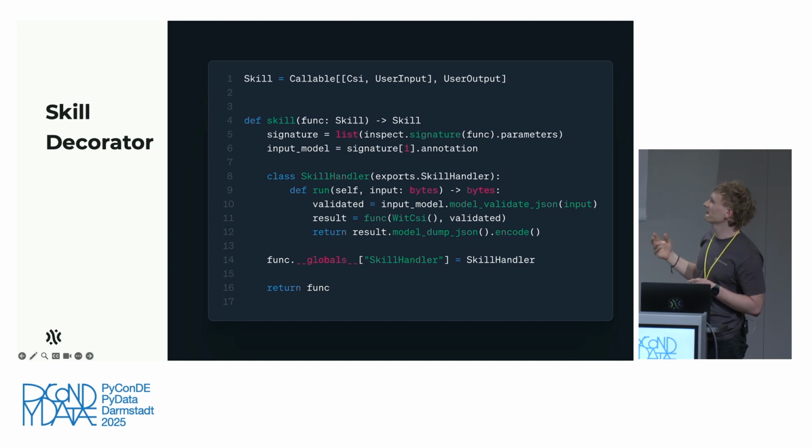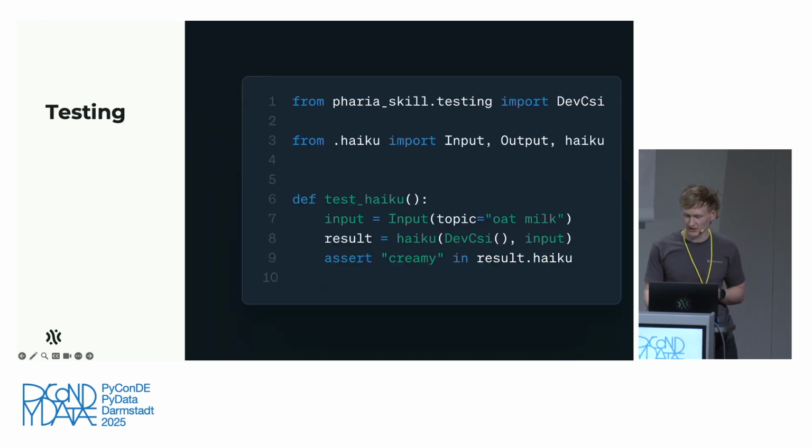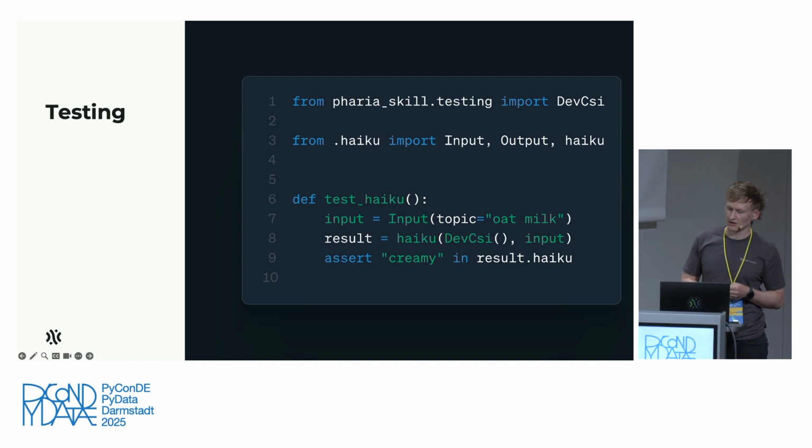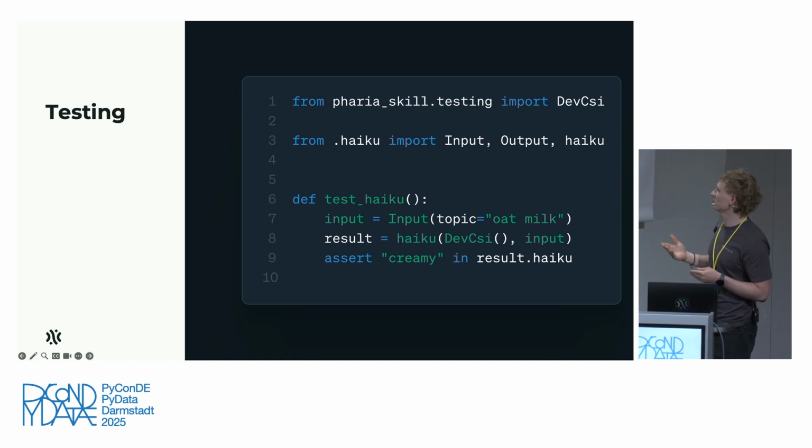What this means is that testing actually becomes kind of nice in Python, because we just need to provide a different version of this CSI which works in Python, and you can actually test your code. This is how you would do this for this example. This is something you could run with PyTest, where we're just constructing some input, asking the model to generate a haiku about alt milk, and then asserting that creamy is in the result. What we're using here is a testing helper in our SDK, which we call the dev CSI. This is a pure Python implementation of this CSI protocol.